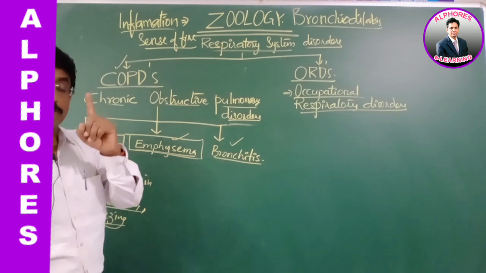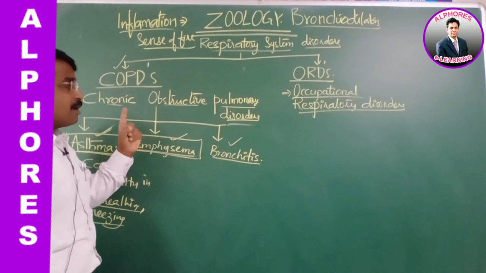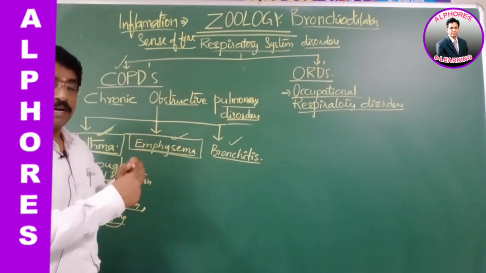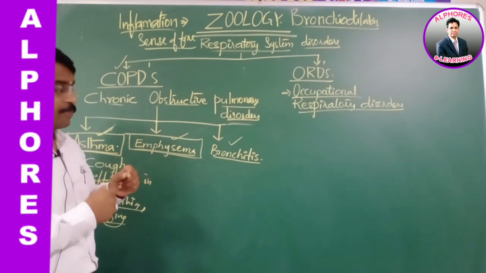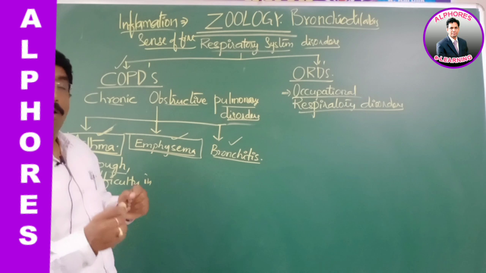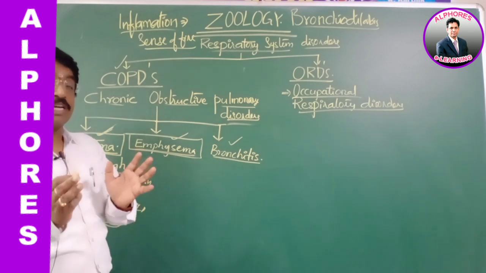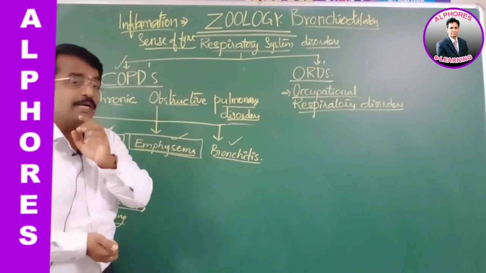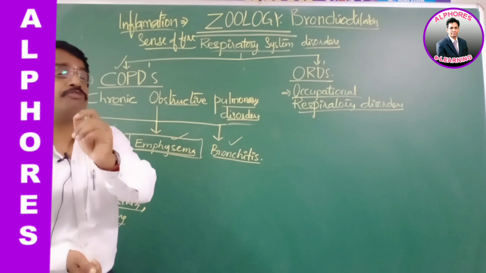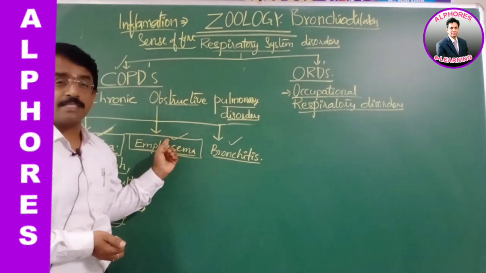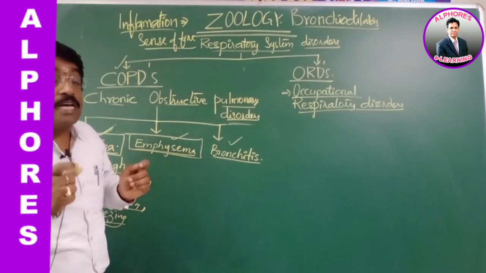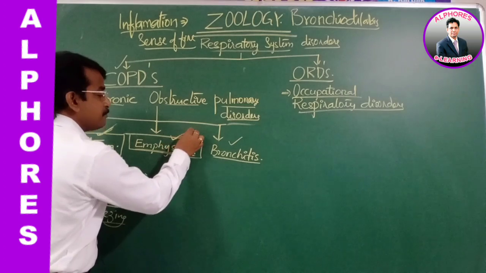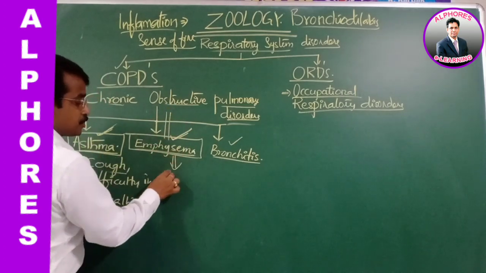I repeat, emphysema is a chronic obstructive pulmonary disorder where the alveoli of the lungs are damaged and folded, resulting in decreased surface area. At the same time, emphysema also shows the lungs become larger, less elastic and more fibrous. What do you mean by this? It means connective tissue fibers are accumulated in the alveoli of the lungs, so they become larger and less elastic. That is emphysema.